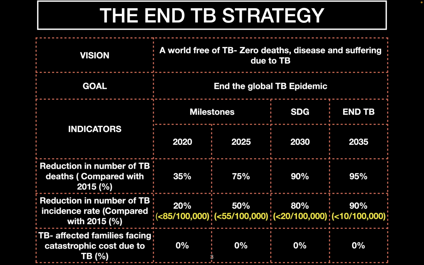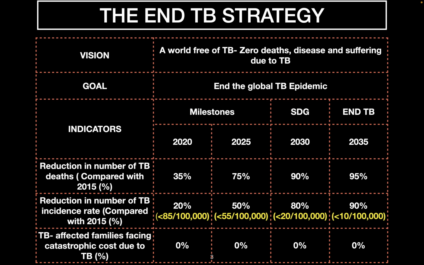Then we talk about the morbidity pattern. We also want to reduce the number of TB cases, the TB incidence rate, compared to 2015. So when we see 2015 as a baseline, we want to reduce by 20% by 2020, 50% by 2025, 80% by 2030, and by 90% in 2035. And if I go by the number, the incidence rate should be less than 85 per 1 lakh in 2020, then it should come to less than 55, then less than 20 by 2030, and it should come to less than 10 per 1 lakh.